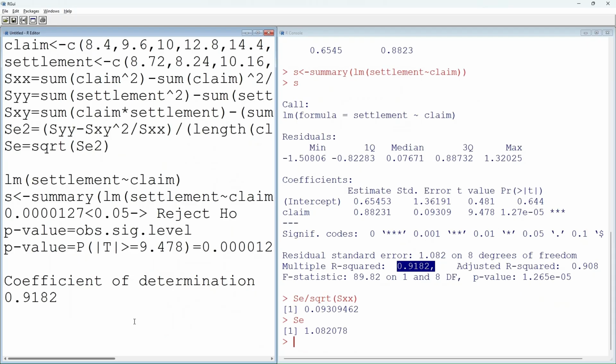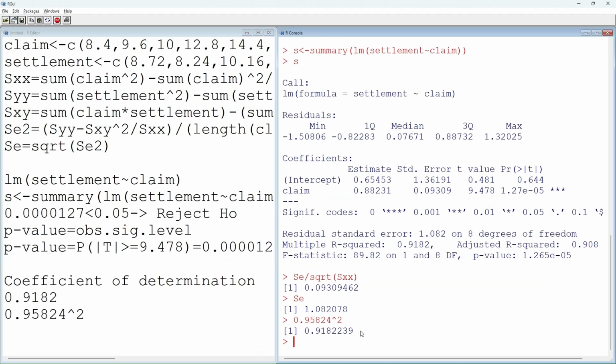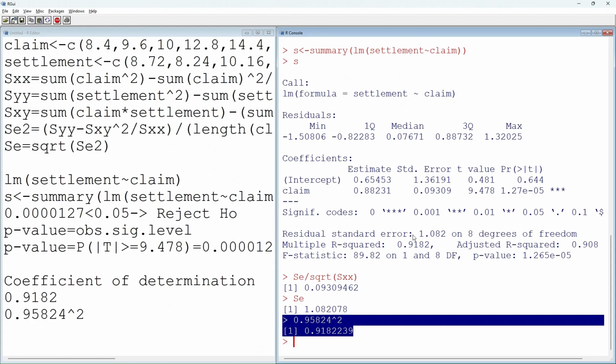0.95824. This you have done in the first semester. So if you take 0.95824 and you square this value, you will see that you get 0.9182. So this multiple r squared is obtained by squaring the correlation coefficient. Of course, we are referring to the Pearson product moment correlation coefficient here.